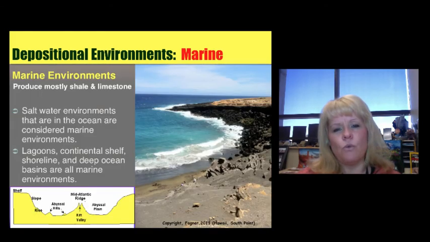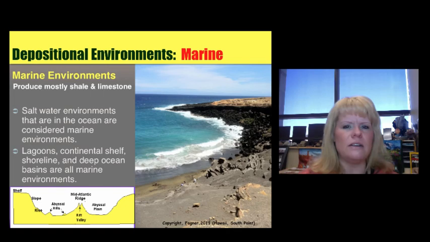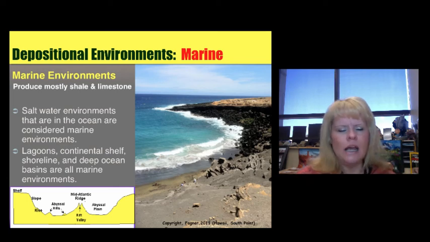Marine and the one for rivers are the two most variable of all the depositional environments, for the reason being there's so many different potential characteristics that could be available in a marine setting. Marine refers to anything that's saltwater that is like an ocean, a seaway, a lagoon, a shoreline like this right here. This is the green sand beach in South Point, Hawaii.